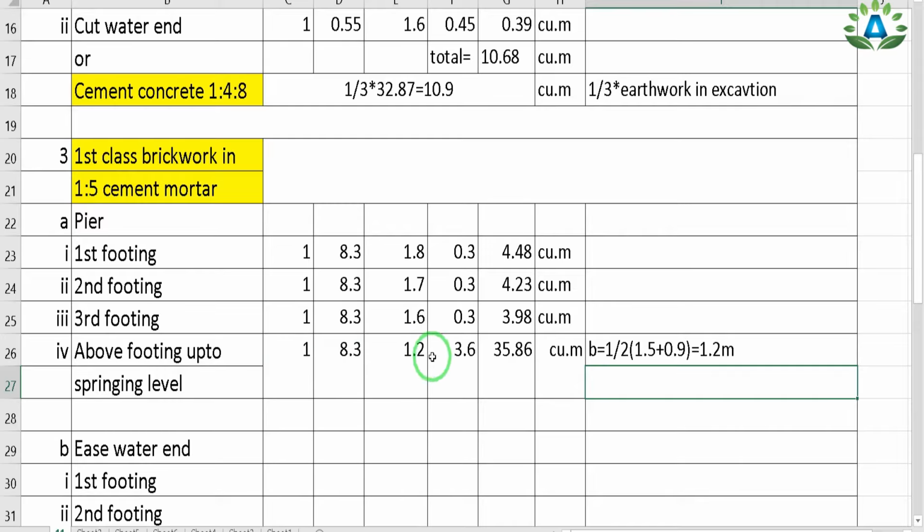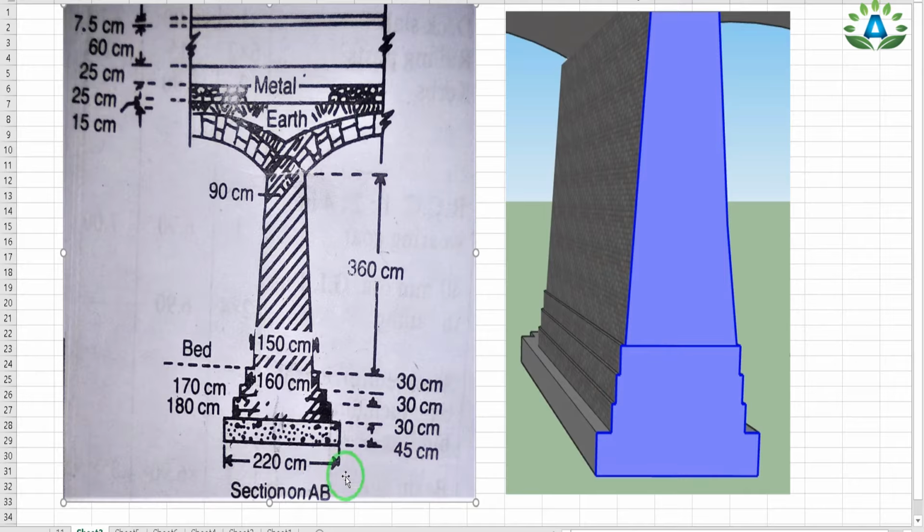And to calculate the width, we need to see our section on AB. So here we have two different widths, that is this portion is our 150 centimeter and this portion is our 90 centimeter. And if we have two different widths, then we need to take the average of these two widths. So we can simply write the average of 150 centimeter and 90 centimeter.